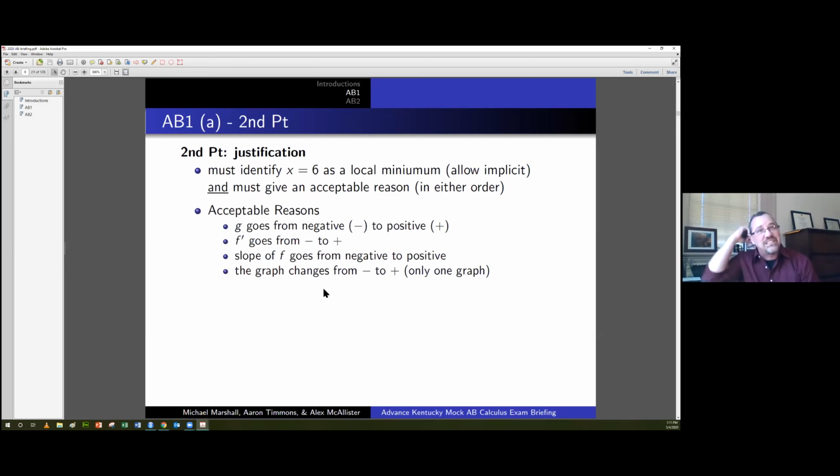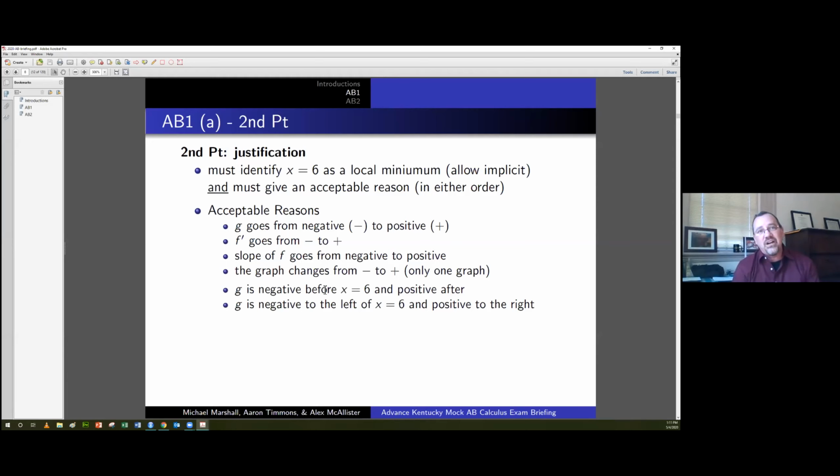So I wanted to show you some acceptable reasons, right? G going from negative to positive, or those abbreviations with the minus and the plus signs. We've told them that G is the derivative of the function f. So we've created a synonym for them in the stem of the question. So maybe it's f prime, or the slope of f. We will allow them to say the graph changes from negative to positive there, because there's only one graph given in this picture. The graph is pretty identifying in this case.